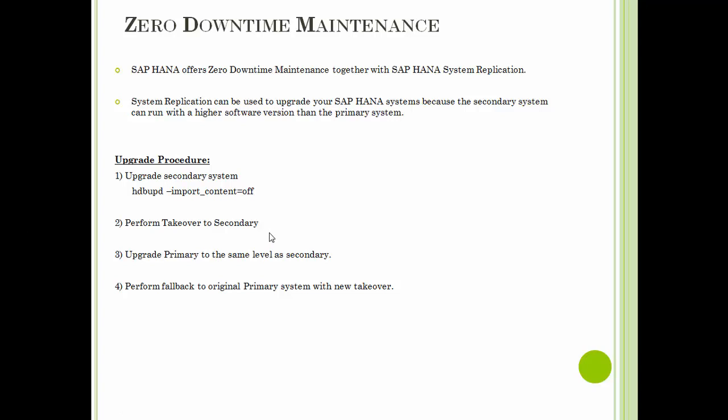And now the secondary would act as the productive system. And then upgrade the primary to the same level as the secondary. Make sure we upgrade the primary to the same level as the secondary, then perform a fallback to the original primary system with a new takeover. So again, we are back to the original stage where the primary is delivering the productive environment and the secondary is acting as the standby. So that's how we can do any sort of upgrades, be it hardware or software, using the system replication technique.